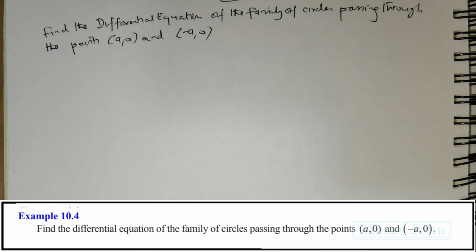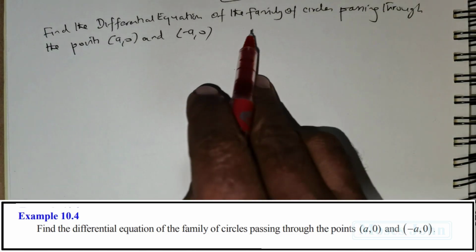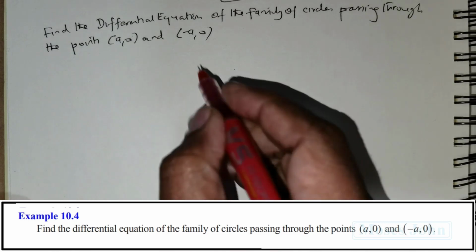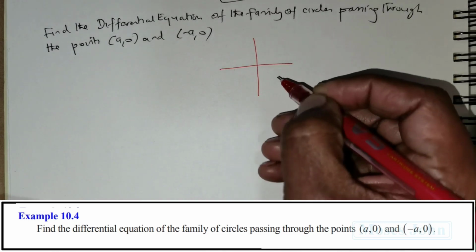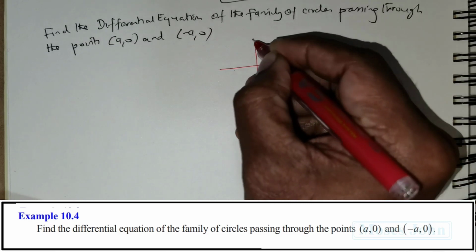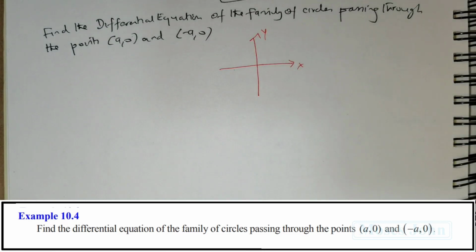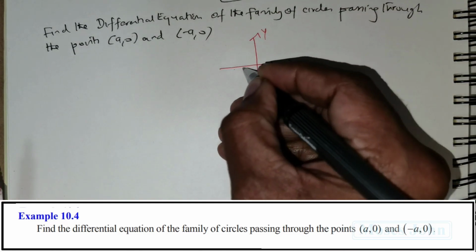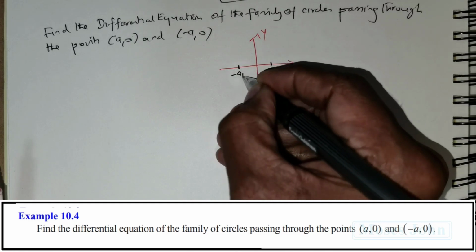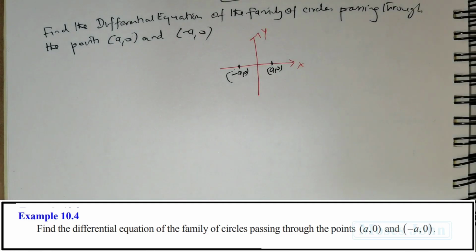Students, we are given this question. Find the differential equation of the family of circles passing through the points (a, 0) and (-a, 0). Now, if we are to have the x and y axes like this, the point (a, 0) is something over there and (-a, 0) is something over here.